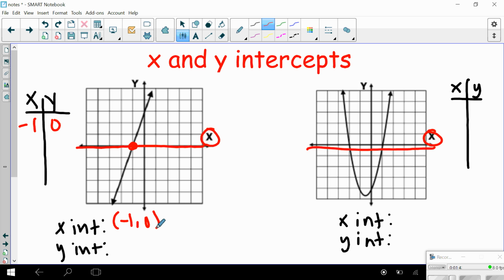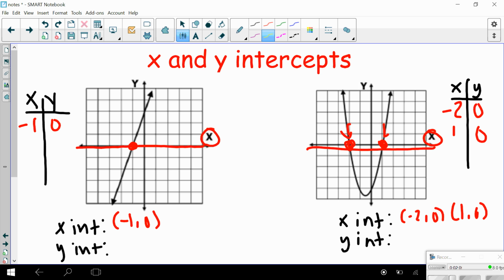Looking at the quadratic function, it's kind of different because a quadratic function touches your x-axis 2 different times in this situation. It touches the x-axis at -2, and it also touches the x-axis at 1. That means my x-intercepts are (-2, 0) and (1, 0).